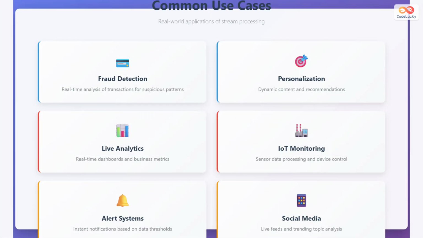Stream processing is used in a variety of real-world applications. This includes fraud detection, where transactions are analyzed in real time for suspicious patterns. Live analytics, providing real-time dashboards and business metrics. Alert systems, which send instant notifications based on predefined data thresholds. Personalization, delivering dynamic content and recommendations. Internet of Things or IoT monitoring involving sensor data processing and device control. Lastly, social media, providing live feeds and trending topic analysis.